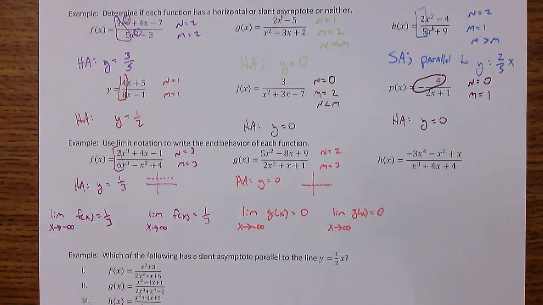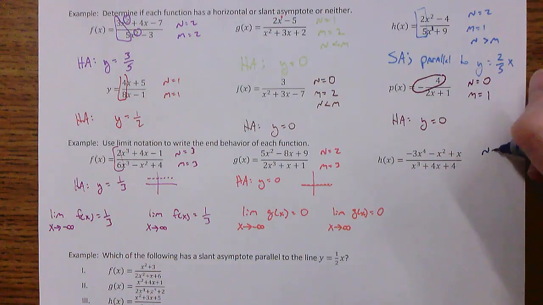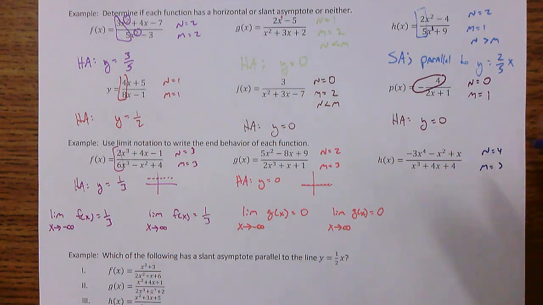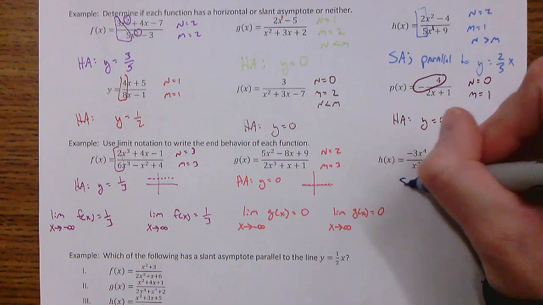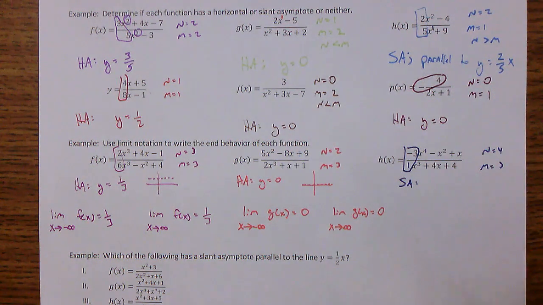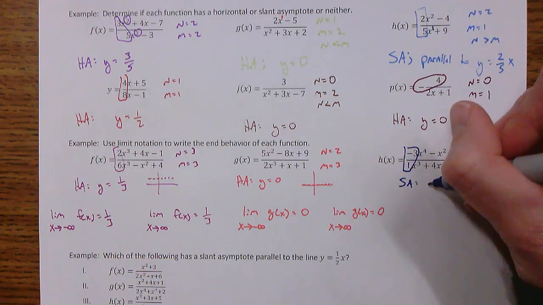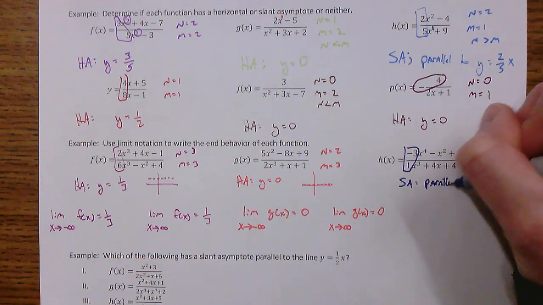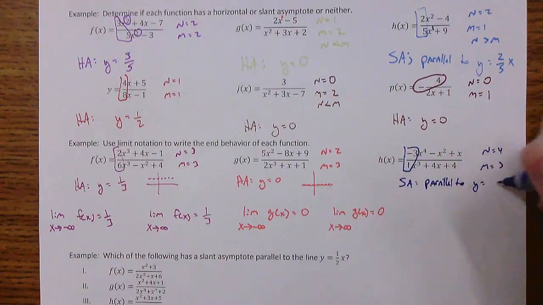All right, and then this last one. You can probably guess this one's going to have a slant asymptote, right? Because we did one of the other two cases. So in this one, n is going to be 4, m is going to be 3. So this triggers my slant asymptote. So I know that this one has a slant asymptote at this ratio, with an invisible 1 there. So it's a slant asymptote, and it's going to be parallel to y equals negative 3x.